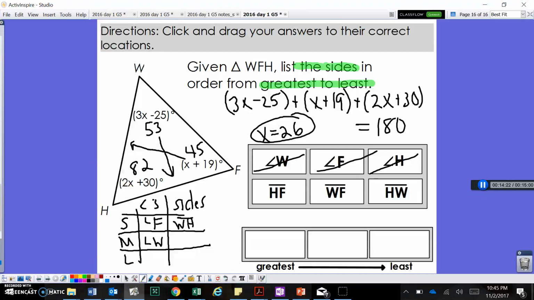That corresponds with side HF. And our largest angle is angle H, which corresponds with WF. So we're going to fill in sides from greatest to least. WF is the largest, the next one is HF, and the least one is HW, or WH.